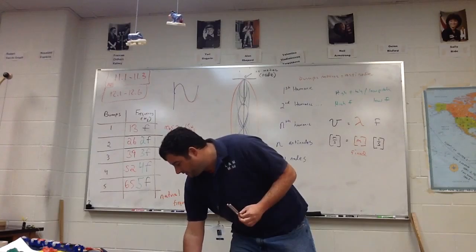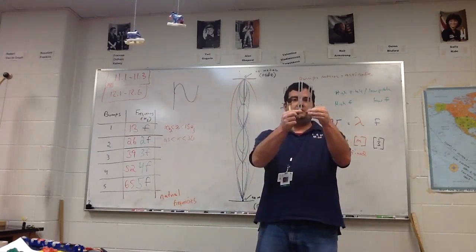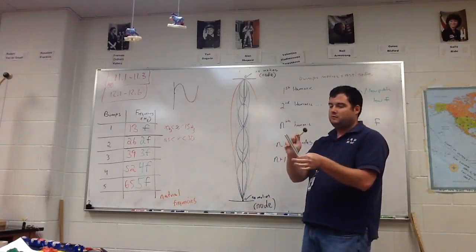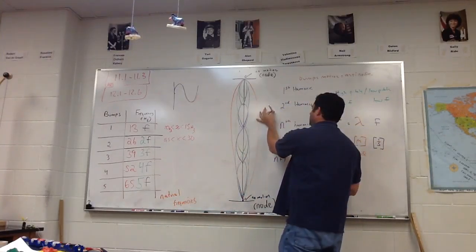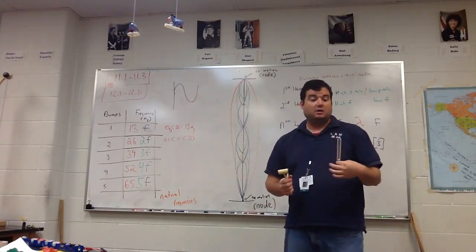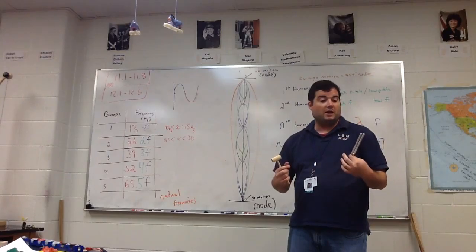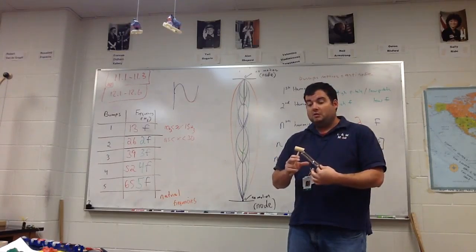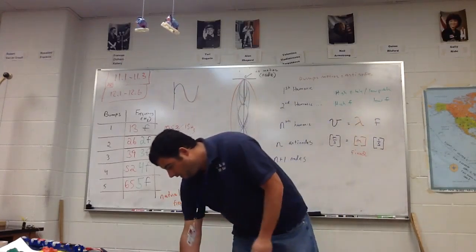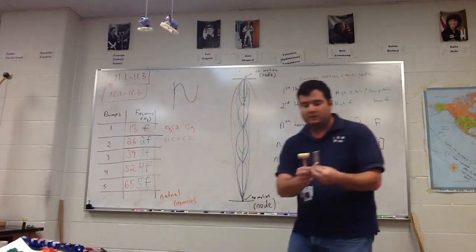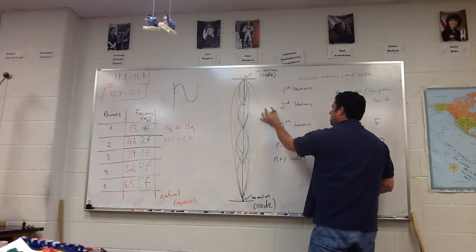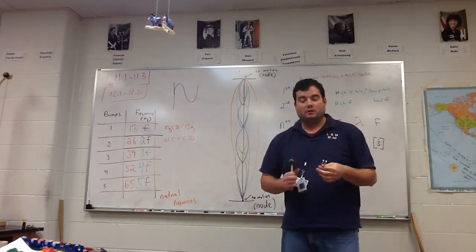If I pick a fork with a different geometry, this one's bigger, I'll get a different note. And I think you could hear that it was lower pitched. We'll talk about why that is later. But basically, larger wavelengths were allowed in this case. If I pick a much smaller one, I get a very high-pitched noise.